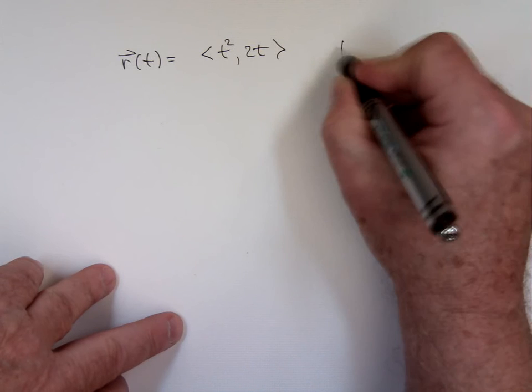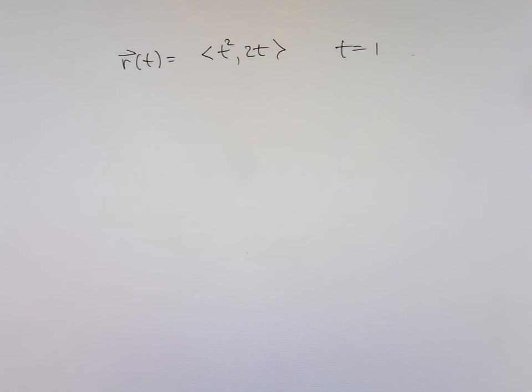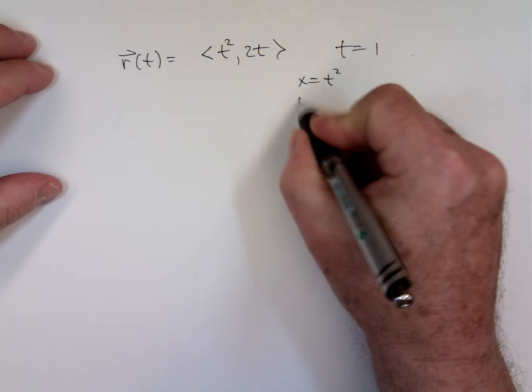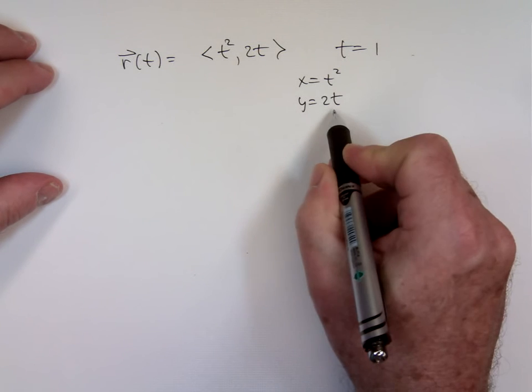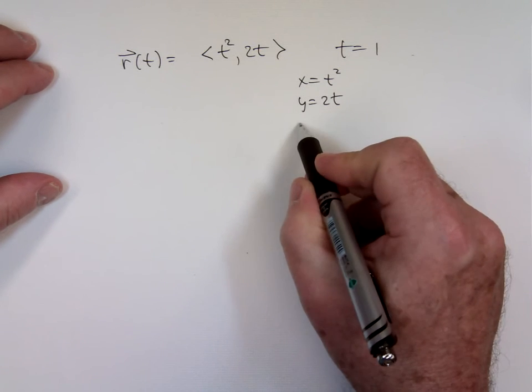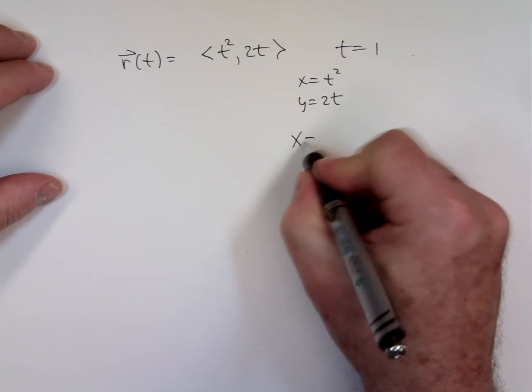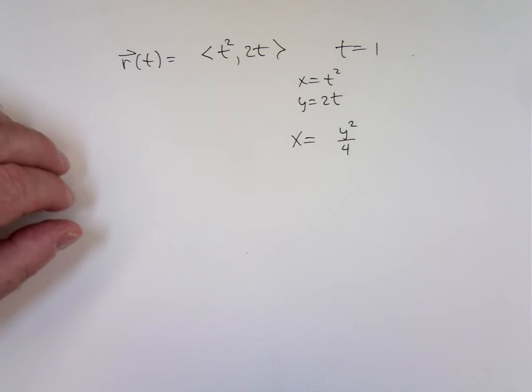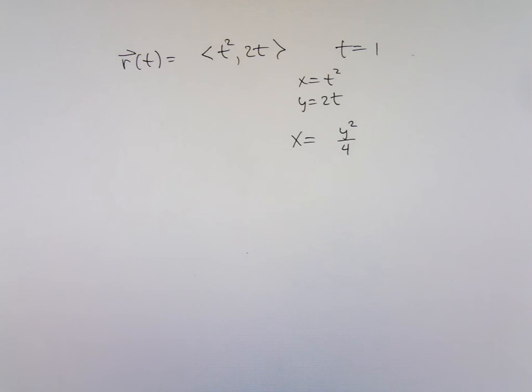Let's do it. Now, let's set up the graph. We get the t squared in front here, so it's a little bit different. So what do we got? You got x equals t squared, y equals 2t. If you solve for t here, you get y over 2. So x is equal to y squared over 4. And that's a parabola that opens to the right. It's this.